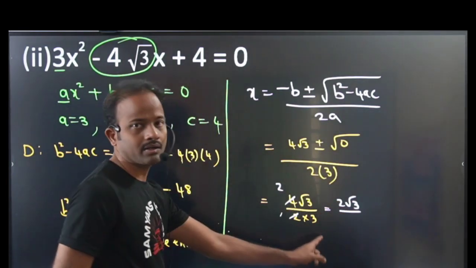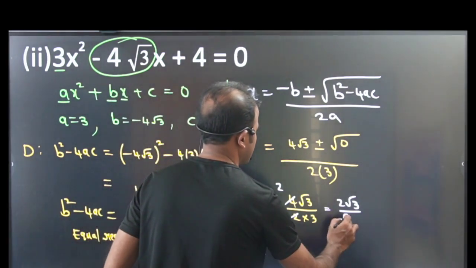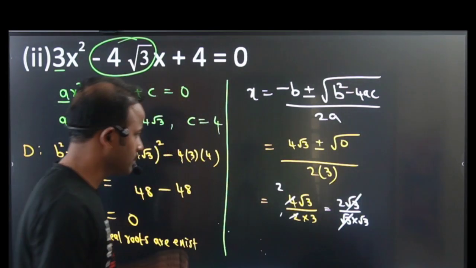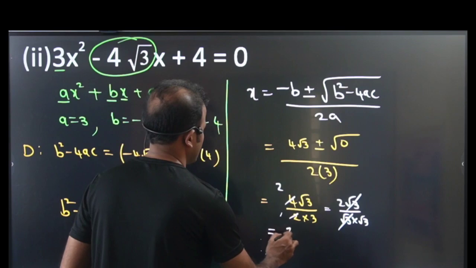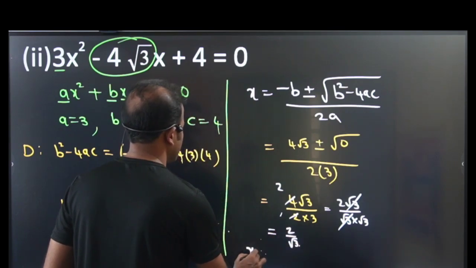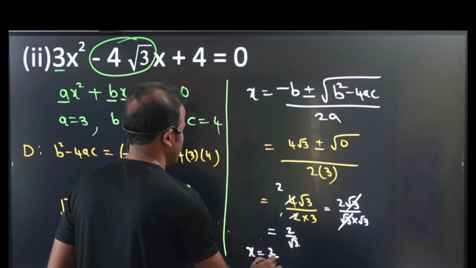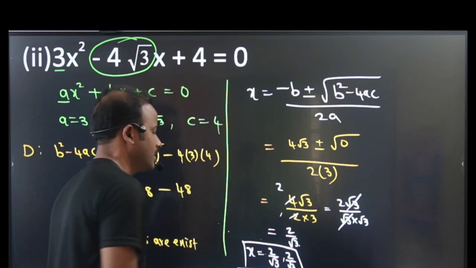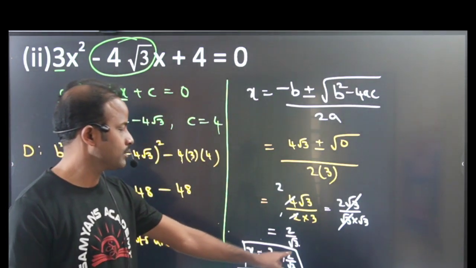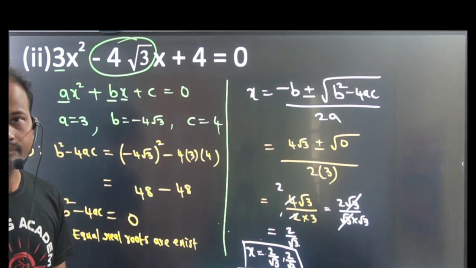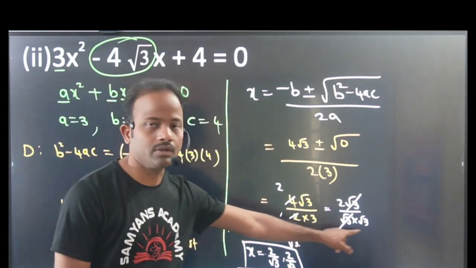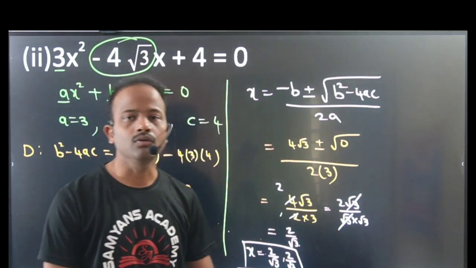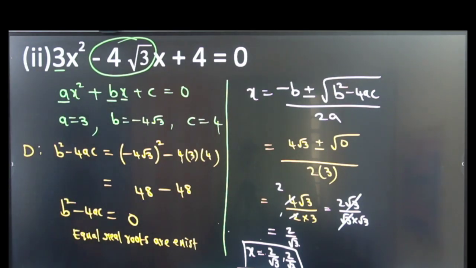3 can I write as root 3 into root 3? Yes or no? We can write as root 3 into root 3. And the answer is 2 by root 3. Then how many roots exist for the quadratic equation? 2 roots exist, 2 equal roots. In this case, we get 2 equal roots, that is 2 by root 3 comma 2 by root 3. Here, write 3 as root 3 into root 3. Then root 3 gets cancelled. The answer is 2 by root 3 comma 2 by root 3.